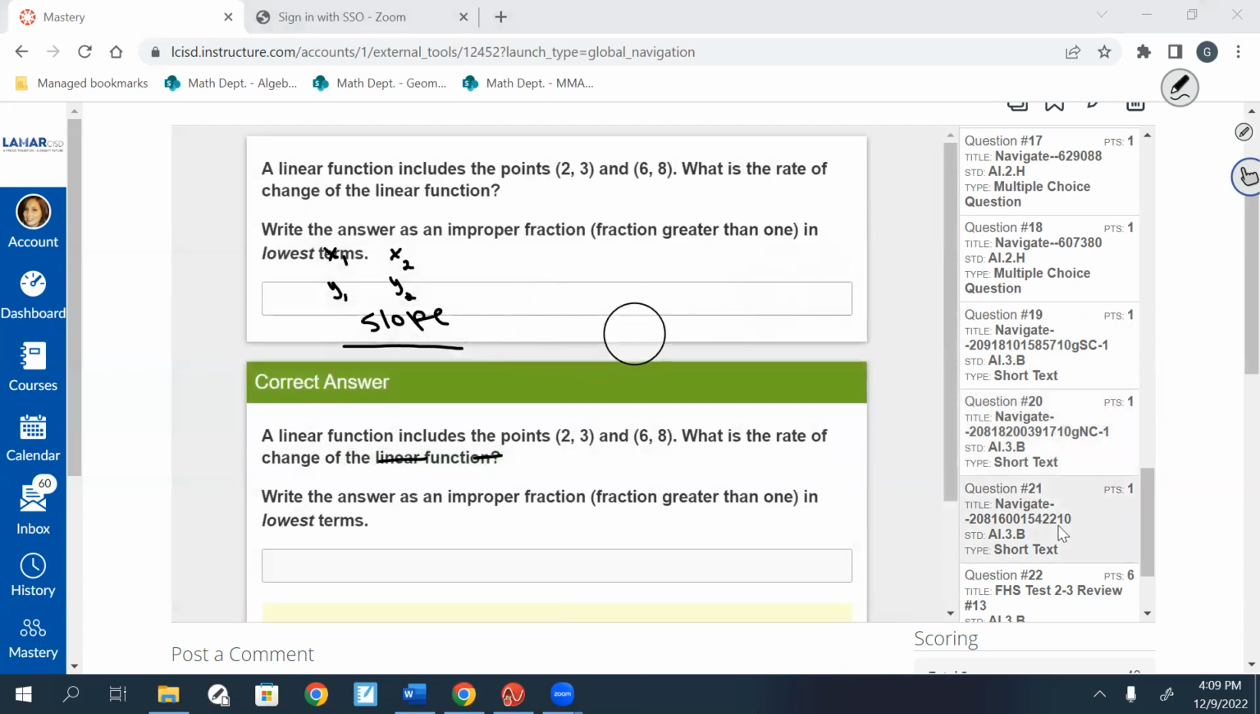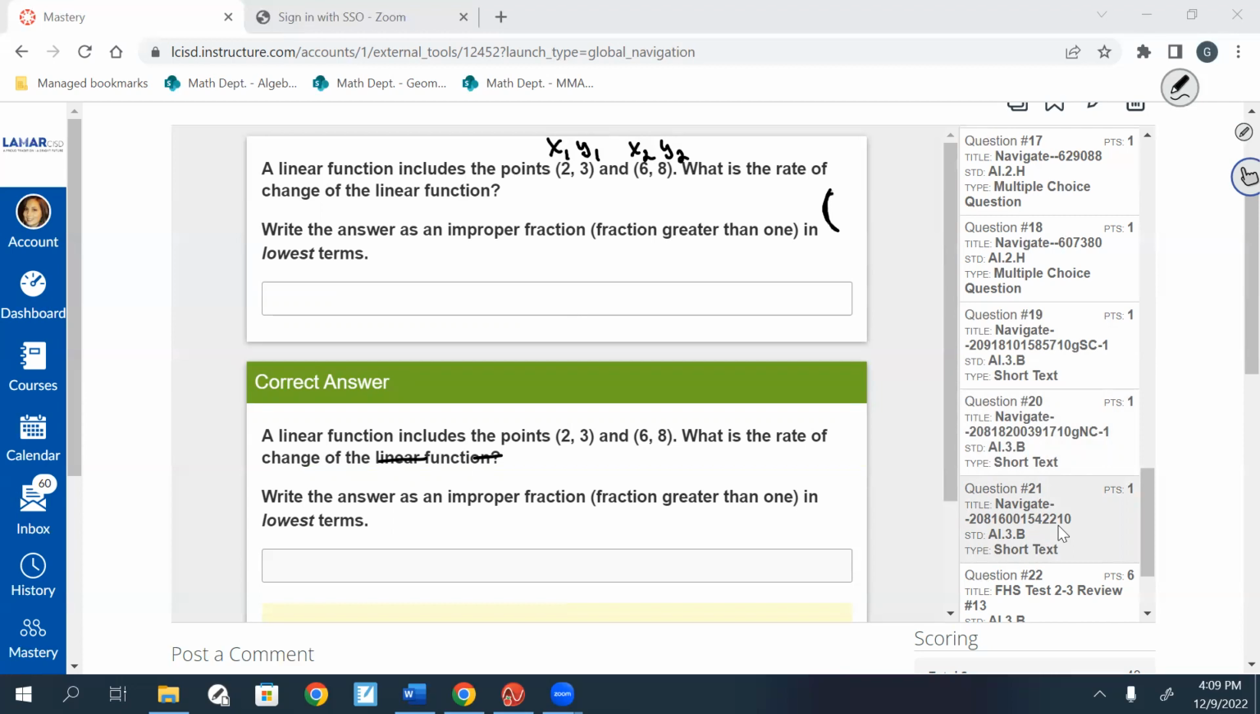Okay, again, this one, same thing. It says, what is the rate of change here? So now the only difference is that we have 2 points. So you're going to go label your points. X1, Y1, X2, Y2. And then you just put them into the slope formula. So the slope formula is Y2 minus Y1.